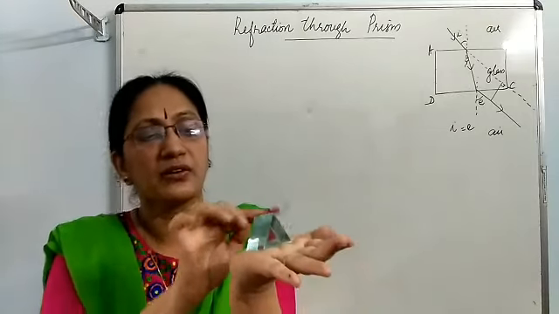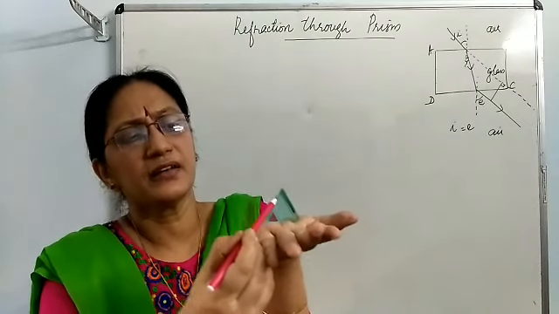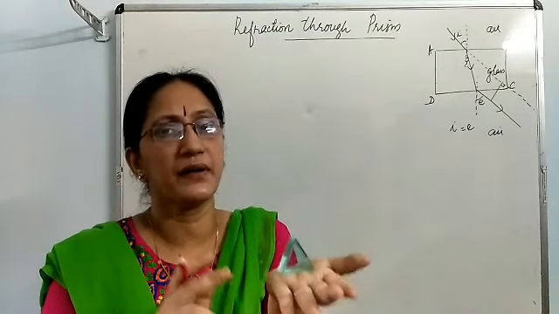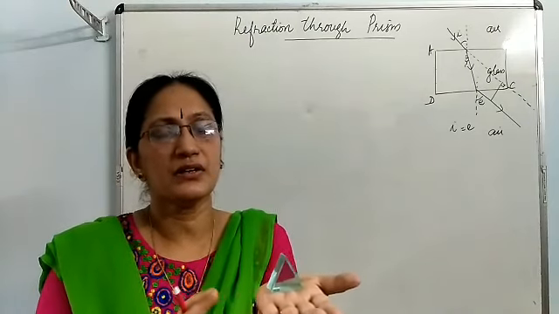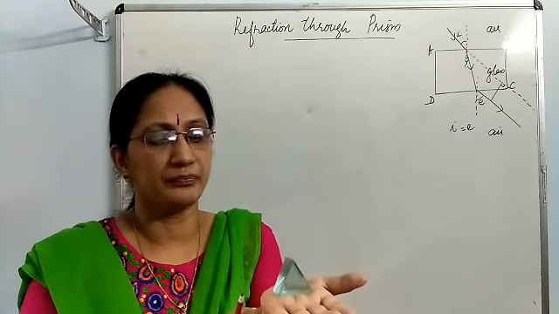And these 2 rectangular refracting surfaces make an angle here. This angle is known as the angle of prism. We usually use the capital letter A as the symbol for the angle of prism.